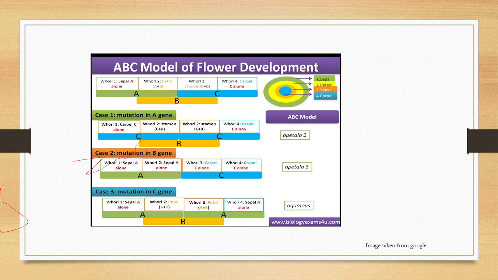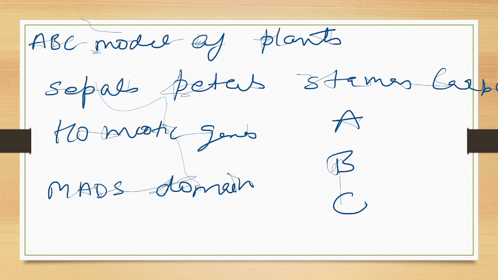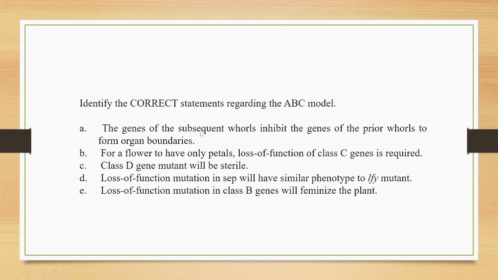Now we'll try to solve the question. The question says identify the correct statements regarding the ABC model. The first statement is the genes of the subsequent roles inhibit the genes of the prior roles to form the organ boundaries. So, what do you think? Is this statement correct or not? This statement is correct. Why?